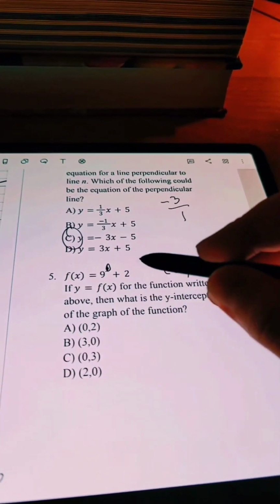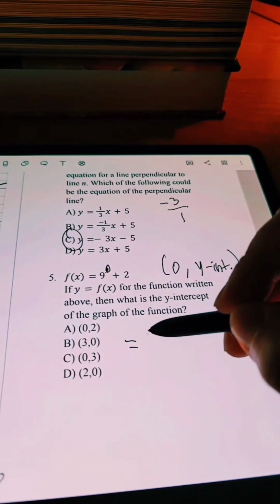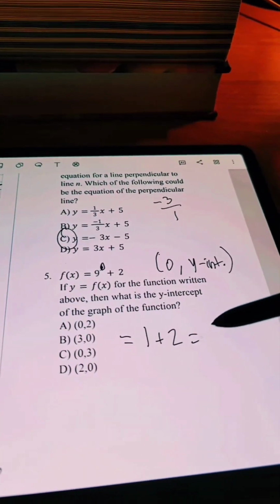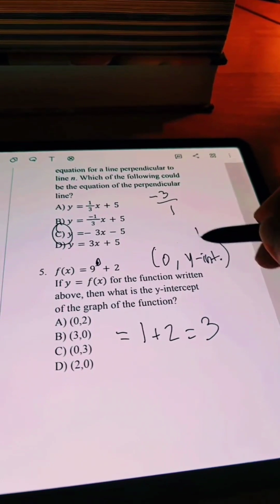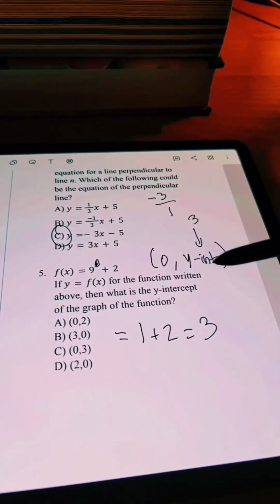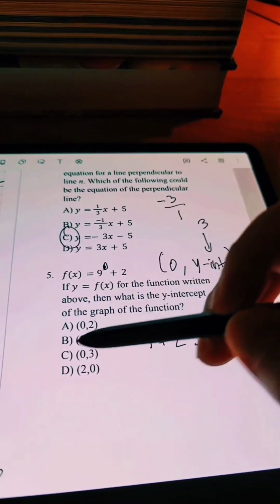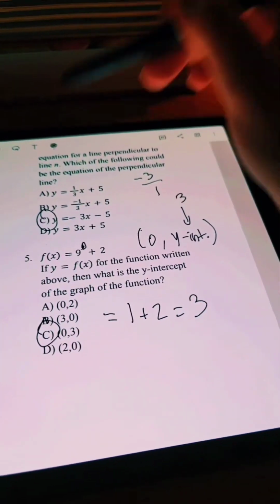So when I do that, I'm going to get that it equals anything to the 0 power is 1, plus 2 is going to equal 3. So my y value, my y-intercept, is going to be 3, so it's just 0, 3, C. Yes, correct, it is C.